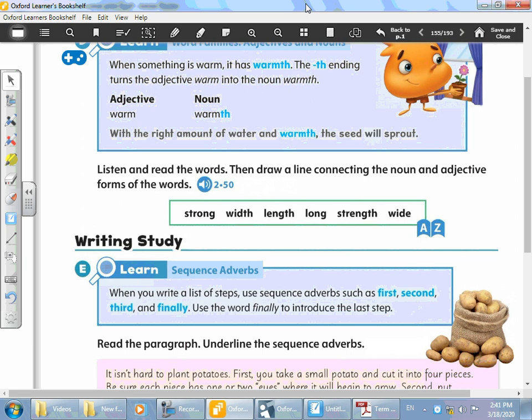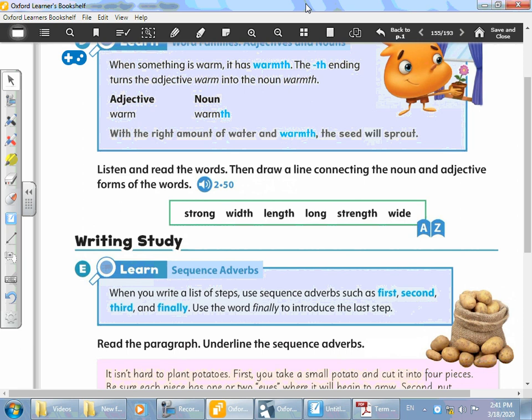Okay, the last two words are wide and width. Okay, wide, excellent. It's the adjective. It means far from one side to the other. So the difference between long and wide, long is from when we measure something from down until up, but wide is when we measure something from side to side. So wide is an adjective, and it means far from one side to the other.